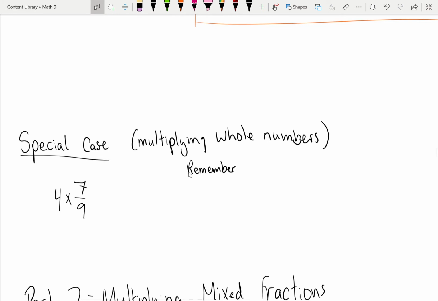remember, whole numbers can be written as fractions. And the key thing is, if you have something like 4, the fraction is going to be 4 over 1. Not 4 over 4, 4 over 1.